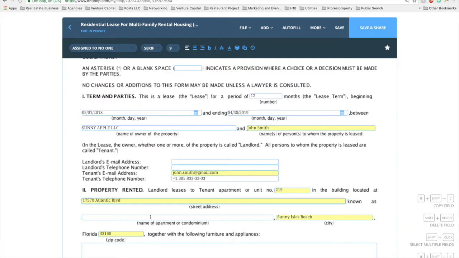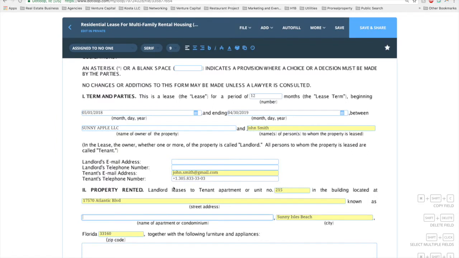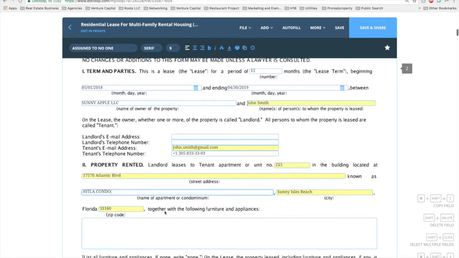known as name of the apartment or condominium. We have it in legal description, so we can copy that. Avila Condominium. Located in the city of Sunny Isles Beach, and this is the zip code, together with the following furniture and appliances. So we need to specify the furniture if it's furnished. In our case, it's unfurnished, and appliances which are included within the apartment.